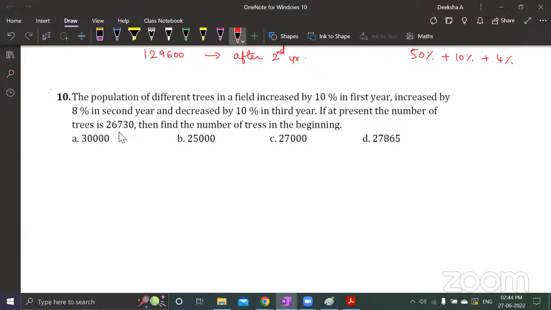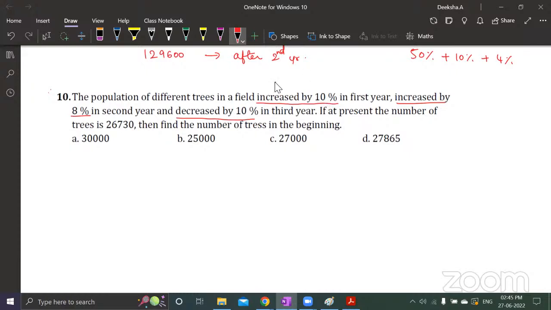Here, we have certain trees in a field and it is increasing by 10% in the first year. For increasing by 10%, what is the percentage factor? In the second year it is increasing by 8%. In the third year it is decreasing by 10%. What is the percentage factor for each of them?